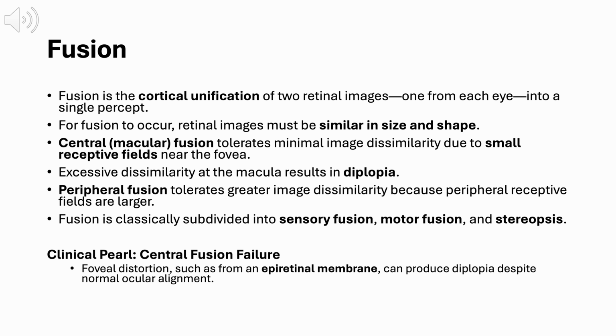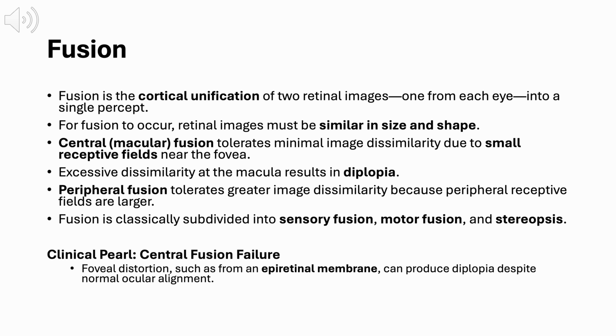Now we can talk about fusion, which is what the brain does with the two images once they reach the cortex. Fusion is the cortical process of combining one image from each eye into a single percept. For this to work, the two retinal images have to be similar enough in size and shape for the brain to match them. At the center of vision, near the fovea, fusion is very precise. Central or macular fusion tolerates only minimal differences between the two images, because the receptive fields there are very small. If the images differ too much at the macula, the result is diplopia.